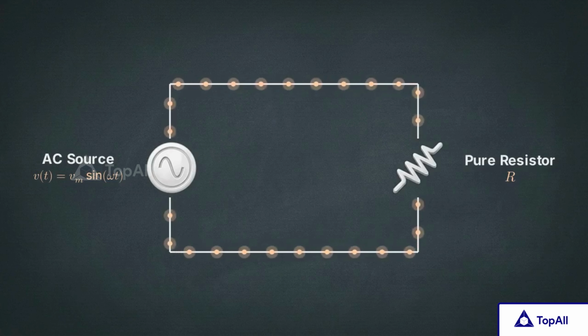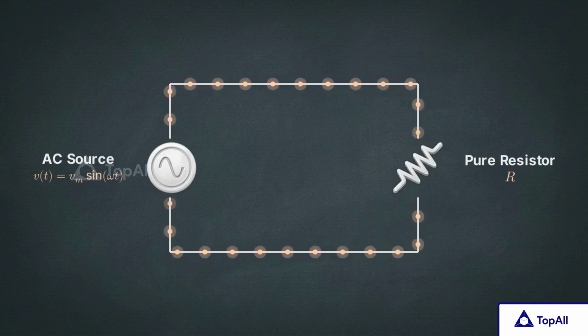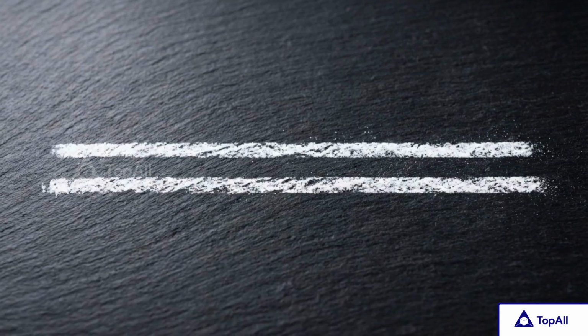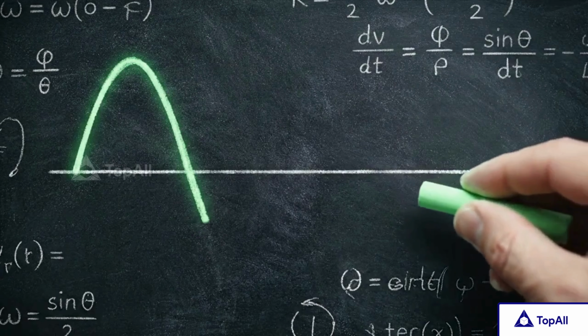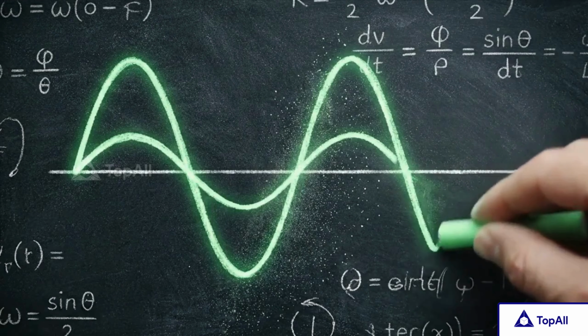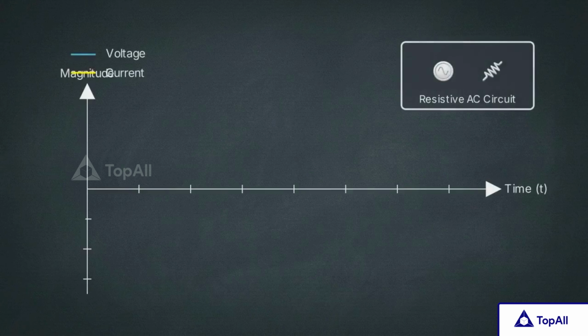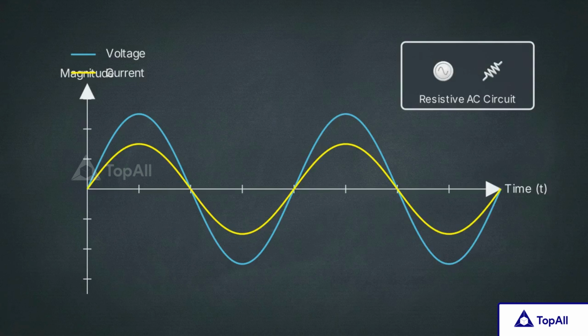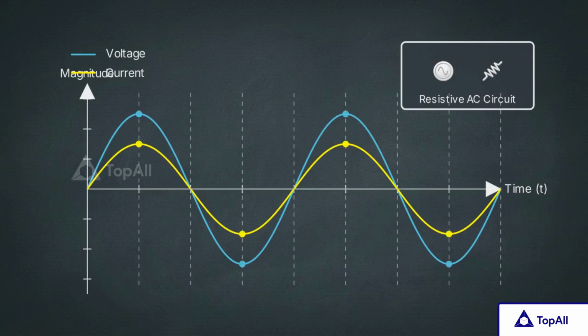We start with the baseline, a source of AC voltage connected to a single pure resistor. According to Ohm's law, the current in this specific circuit is a direct reflection of the voltage driving it. Because they are perfectly synchronized, we say they are in phase. Both the voltage and current reach their 0 points, their maximums and their minimums at the exact same time. This graph shows those two distinct waves. Even though they have different heights or amplitudes, their peaks and valleys are aligned on the timeline.